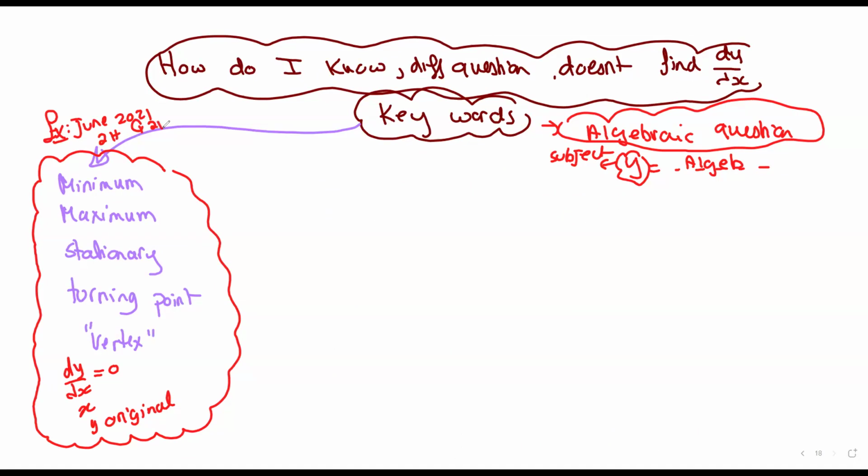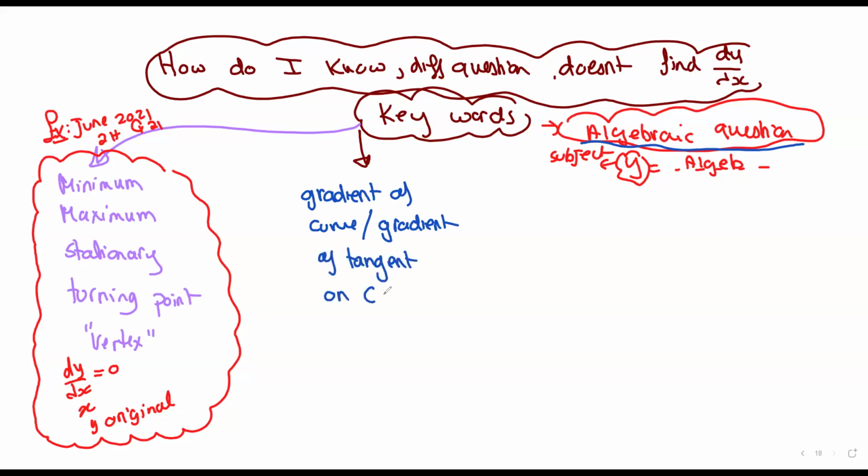طيب let's look بقى at the other set of keywords. The other set of keywords are, يقول طبعا برضو زي ما اتفقنا يا جماعة, their equations are always algebraic. يقول لي ايه? Gradient of curve. أو يقول لي gradient of tangent on curve. Gradient of tangent on curve. These are keywords that are very, very important. هنا بقى you immediately find dy by dx and then you proceed from there.